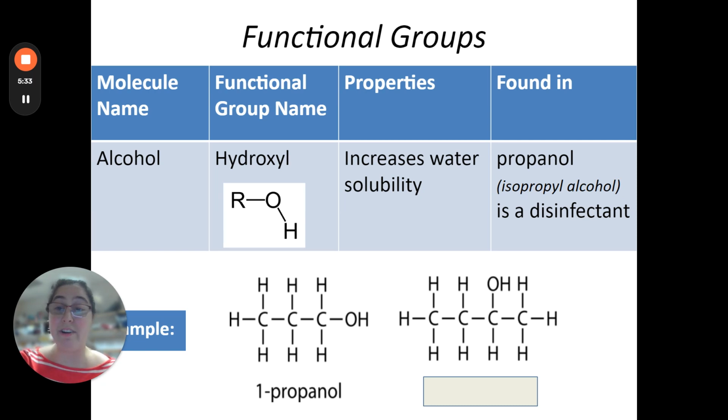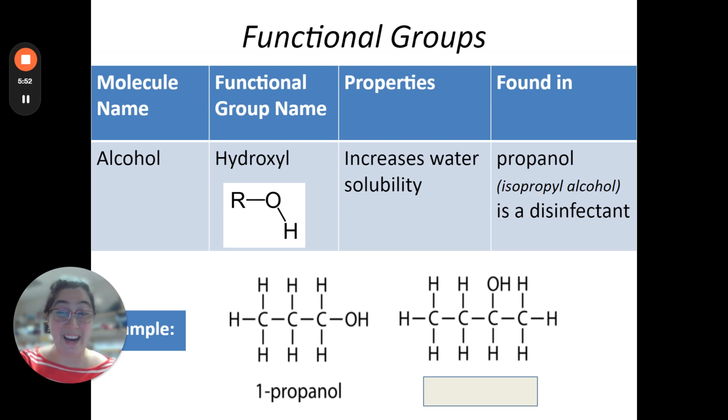So let's take a look at our 6 functional groups. You're going to want to make a table like this in your notes, and you're going to want to be able to draw and name molecules like this. So our first example here is an alcohol. The functional group is called a hydroxyl. It is OH attached to the rest of the molecule.